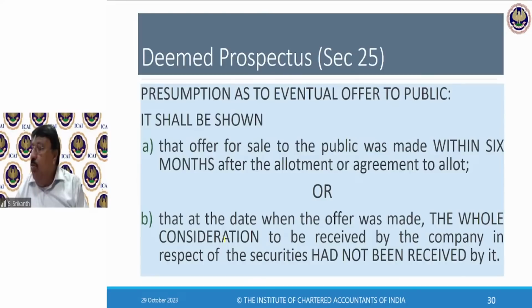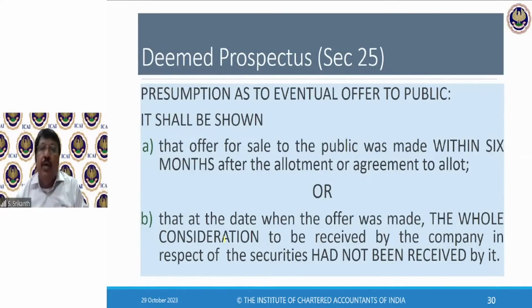If the person to whom the company allots shares makes an offer of sale, then the people who buy the shares, are they shareholders? See, brother, if I allot shares to you and you sell it, the person who buys from you will be a member or not? They will be members only.